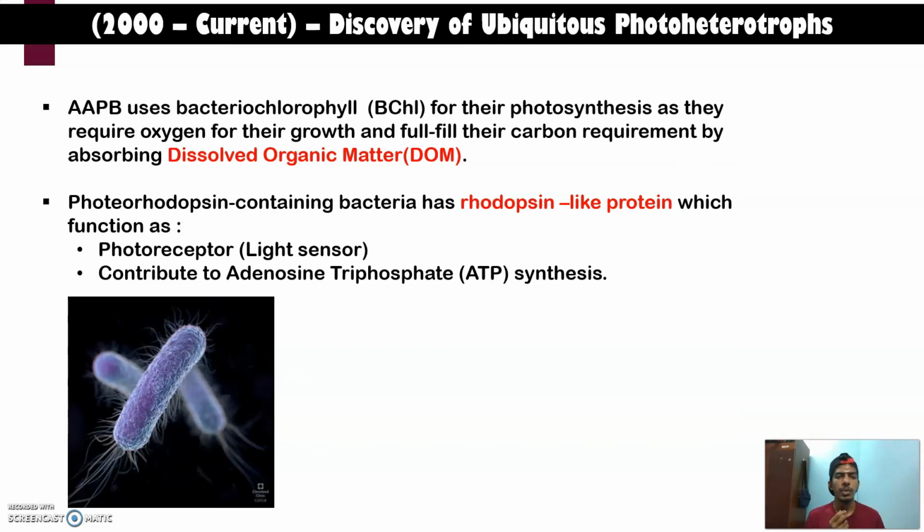AAPB use bacteriochlorophyll A for their photosynthesis, as they require oxygen, and they fulfill their carbon requirement by absorbing the dissolved organic matter in their surroundings. Proteorhodopsin contains a rhodopsin-like protein which helps them detect light and transform the light into ATP.